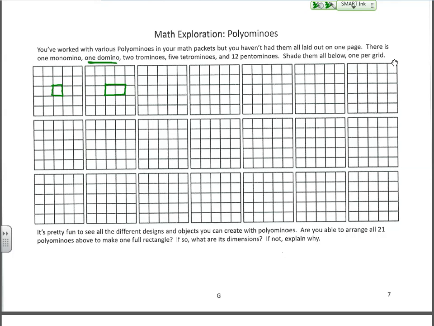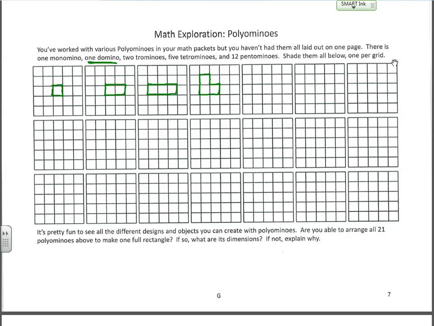There are 2 trominoes. Your 3 blocks could all be in a row, or a second tromino, which is made with 3 blocks there, okay? You can have 2 in a row and 1 on top. And again, you can't rotate that or flip that to make a third tromino. There are only 2, and there they are, okay?